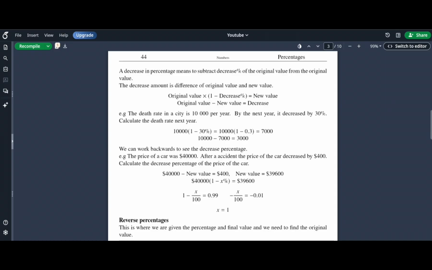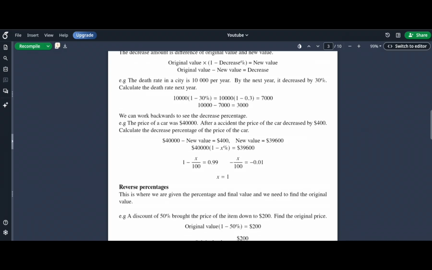Decrease. A decrease in percentage means to subtract decrease percent of the original value from the original value. The decrease amount is the difference of original value and the new value. So you guys can see this. The decrease percentage is subtracted. If you expand the bracket, we get original value minus original value times decrease percentage, which is equal to the new value.